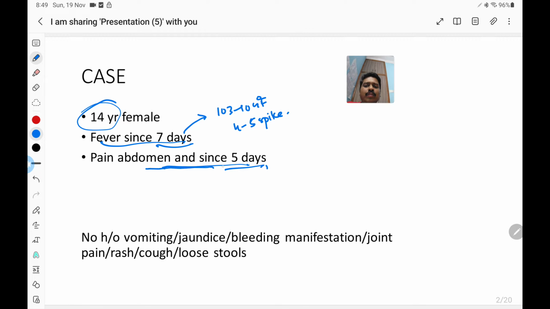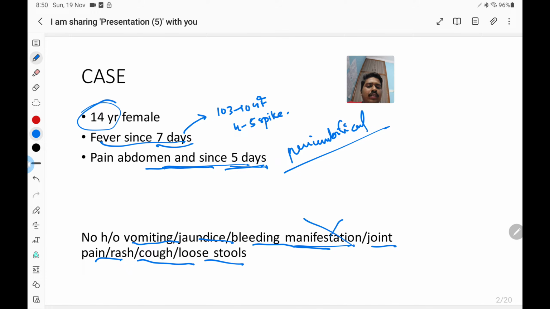She also had pain abdomen since 5 days, and this pain abdomen was mainly periumbilical, so around the umbilicus. So we had a 14-year-old female who had just two complaints, that is fever and pain abdomen, and this was an acute history, that is it had been there for the last 7 days with no other features. There was no vomiting, no jaundice, no bleeding manifestation, that is no bleeding from any other sites. There was no joint pain, no rash, no cough, no loose stools. So there were no other symptoms at all, just a fever and a pain abdomen, and that too an acute history. So acute onset fever and pain abdomen.